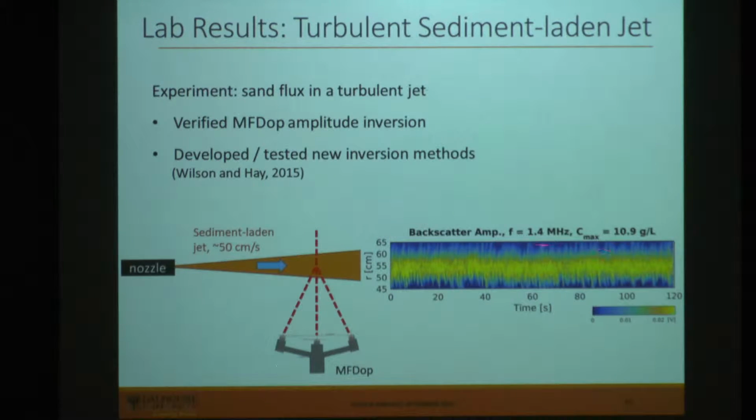So here's an example of backscatter amplitude as a function of range from the MF-dot, where the center of the jet is 55 centimeters range, and time for 2 minutes of data collection. So obviously the center of the jet is where most of the sand is, and that's where most of the backscatter amplitude is. And then as you get out to the shoulders of the jet, you can see there's a lot of turbulent structure in this setup. So we get plumes of sediment that are ejected out from the core, and also fresh water that's entrained back in.